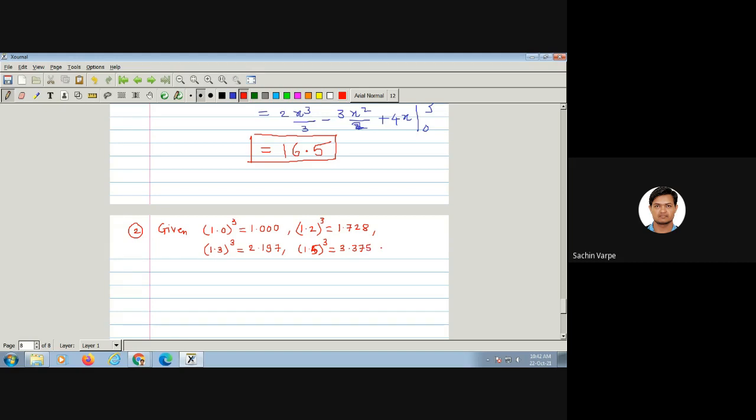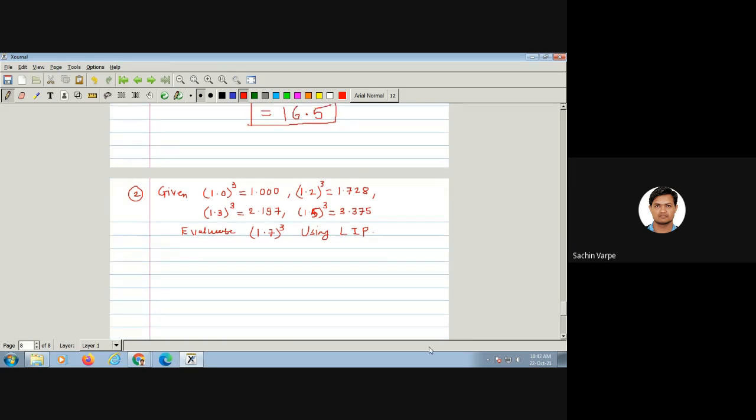So using Lagrange's interpolating polynomial, evaluate 1.7 cube using Lagrange's interpolating polynomial. Question clear to everyone?